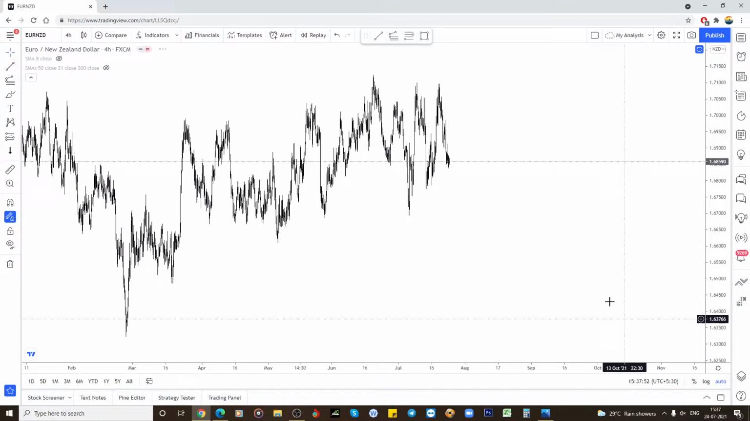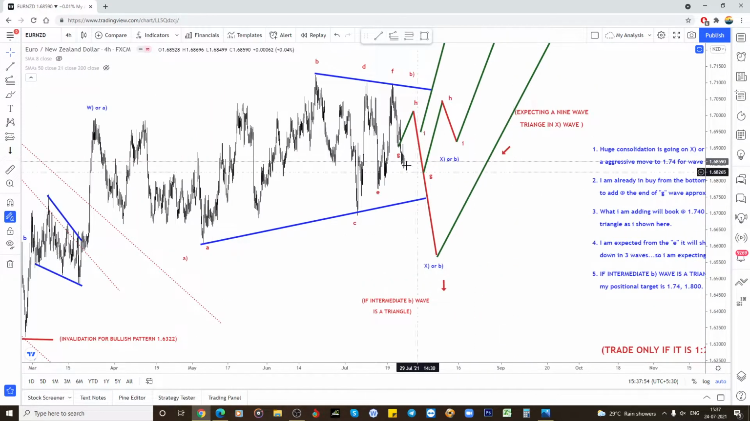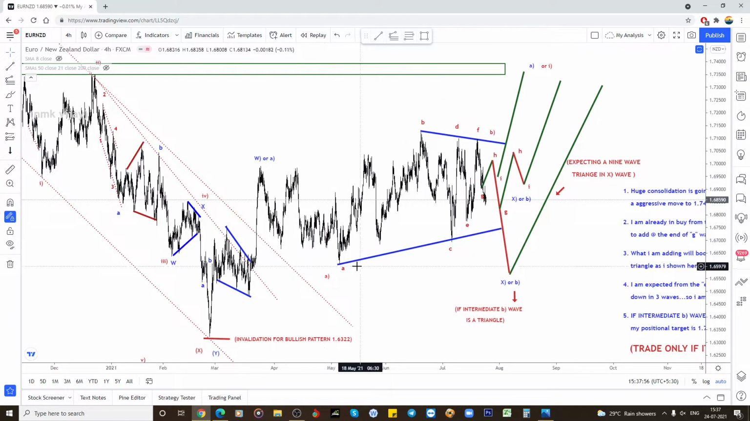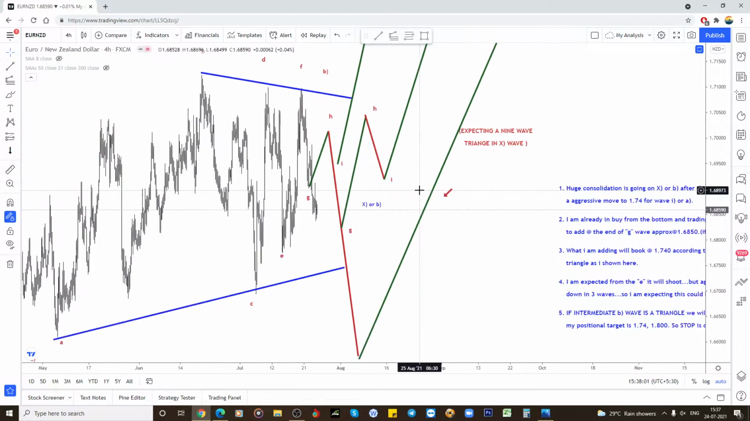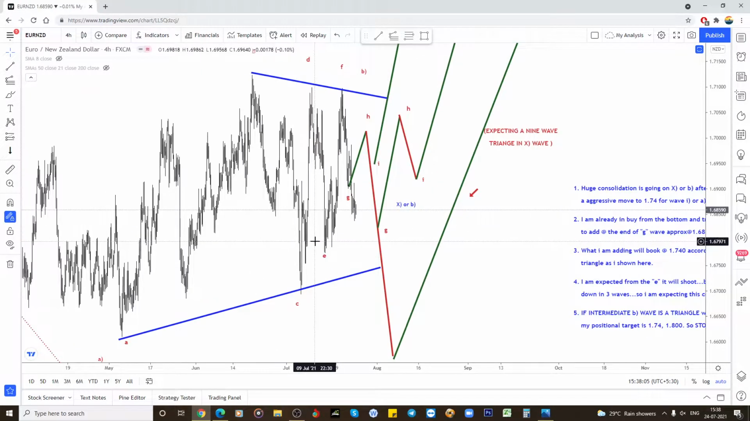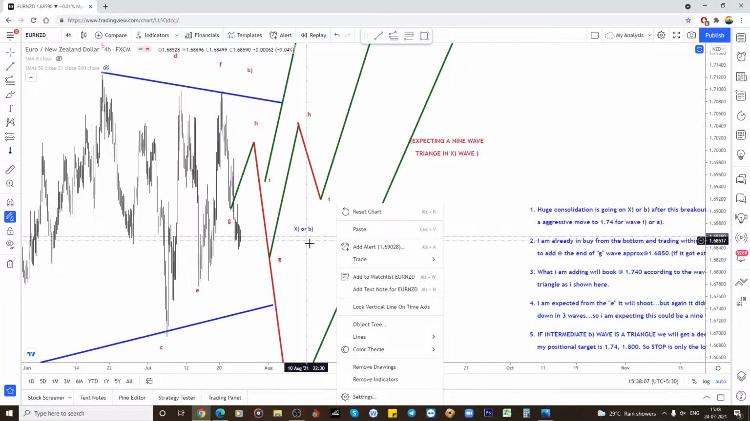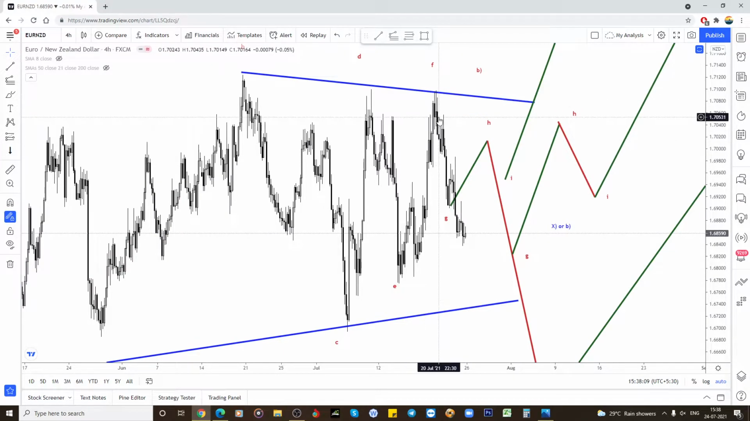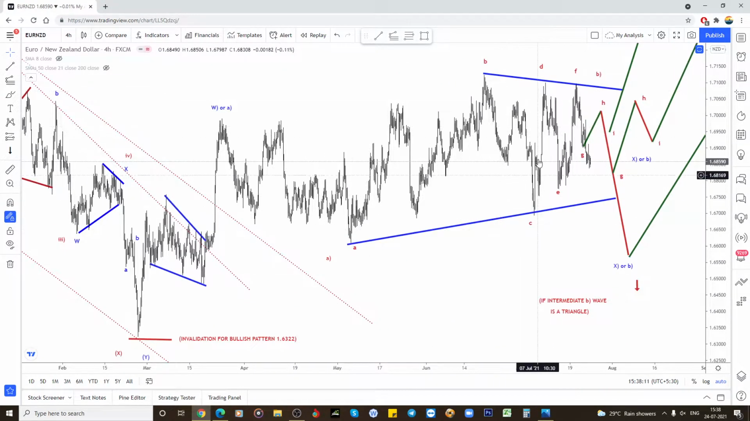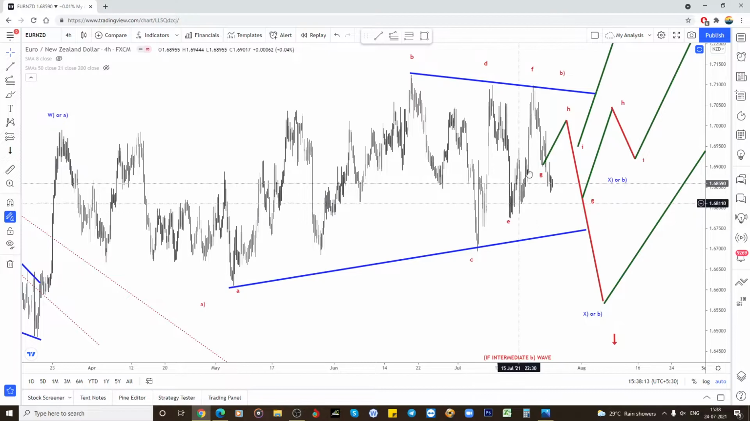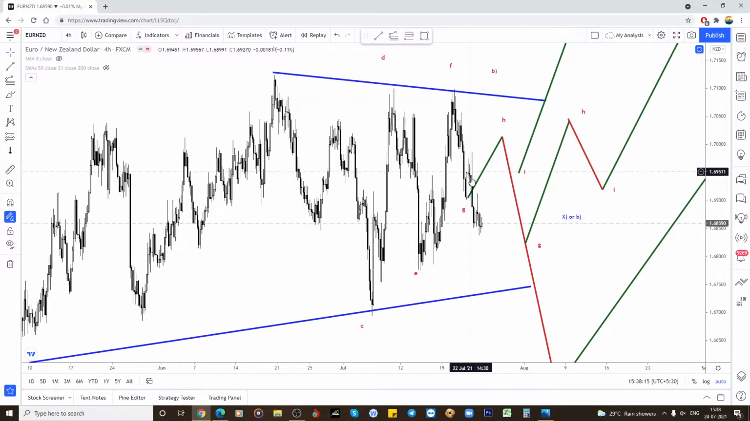So in this also, from here I expected, right? I thought this is A, B, C, D and E. I already caught the bottom exactly here. I added my position, and I didn't add more here because I was looking at whether this is A, B, C, D, E. I'm expecting from here, but it already did the 3-way structure to break this low also. So this peak is already broken.